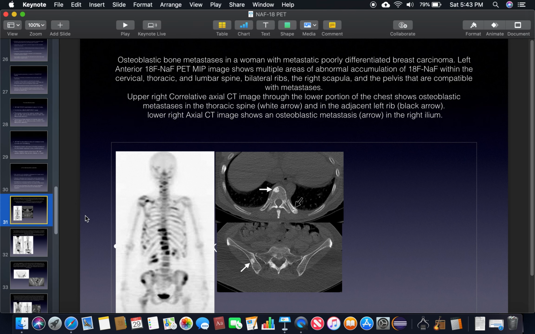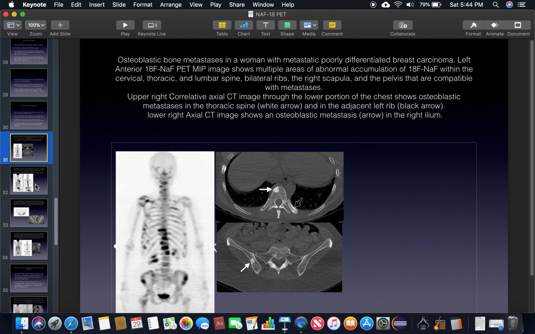This is an example of a patient with breast cancer. This is a sodium fluoride PET study showing multiple areas of abnormal uptake, and you see on the corresponding CT scan there are sclerotic lesions in these locations. But you know this adds more information because it provides you far more details, as well as picks up more metastatic lesions that may or may not be picked up by other agents.